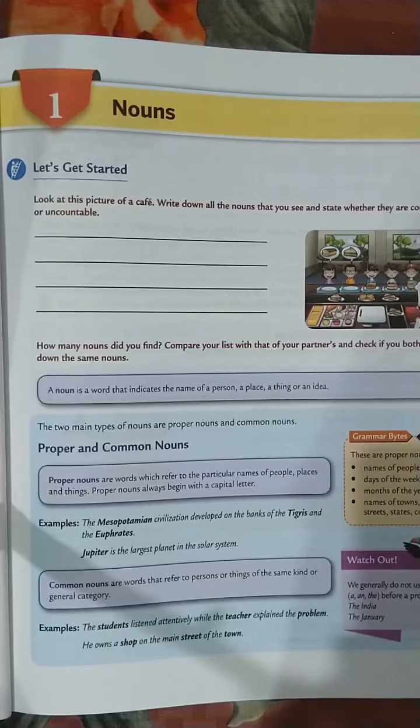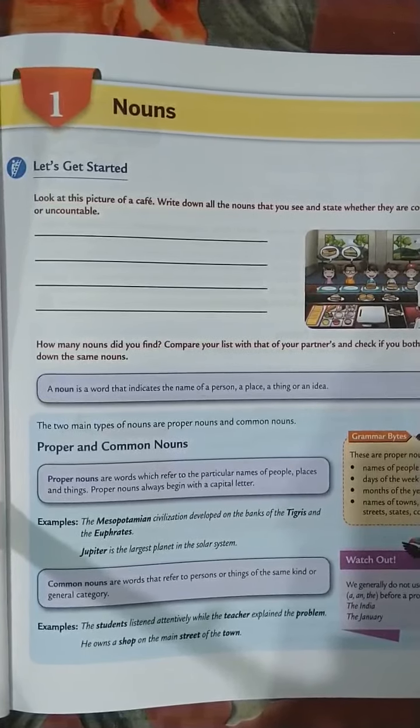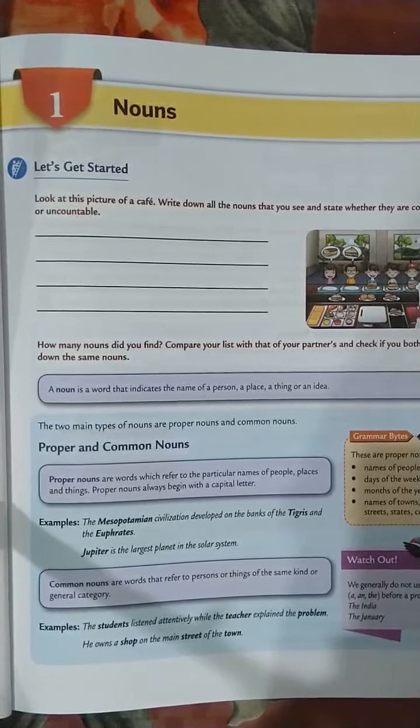My dear students, in your previous classes you must have studied what a noun is and you are very well aware of this word noun. So students, a noun is a word that indicates the name of a person, a place, a thing or an idea. In simple language, I will say a noun is a name of a person, place or thing. Okay students? Now there are two types of nouns. They are proper noun and common noun.